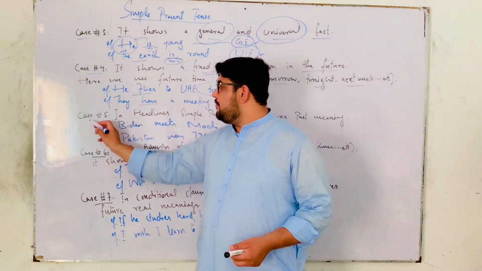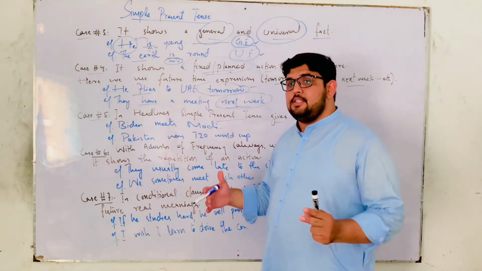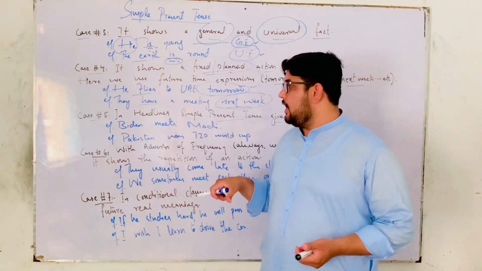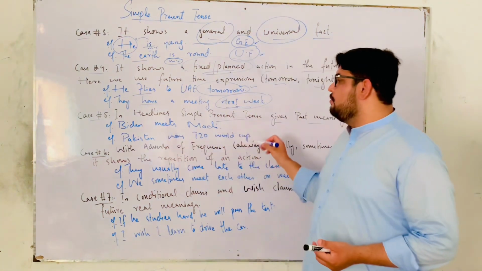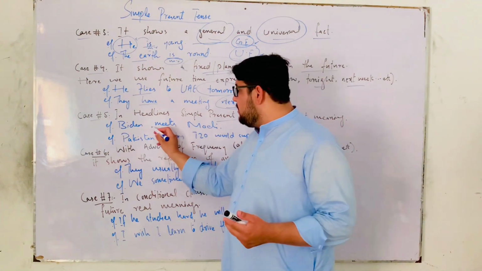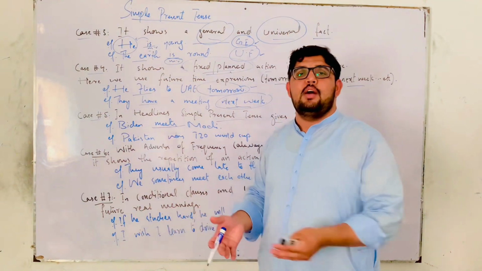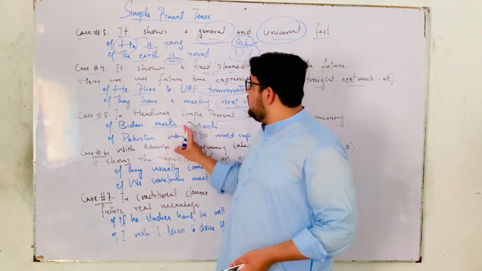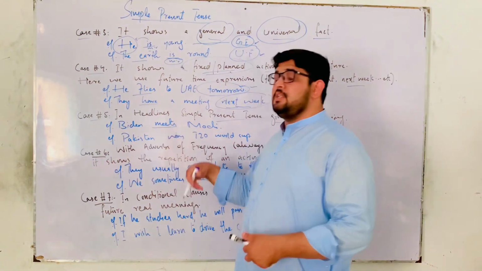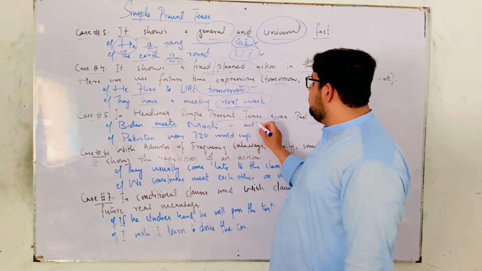Next is case 5. In headlines, simple present tense gives past meaning. In newspaper headlines, simple present tense is always used with past meaning. For example, I say that Biden meets Modi. Here in the newspaper it will look like meets, simple present tense. But it actually describes that picture where Biden and Modi have shaken hands. So the meeting has already been done or carried out. But in headlines they use simple present tense to describe a past action. Now, Biden meets Modi means Biden met Modi.